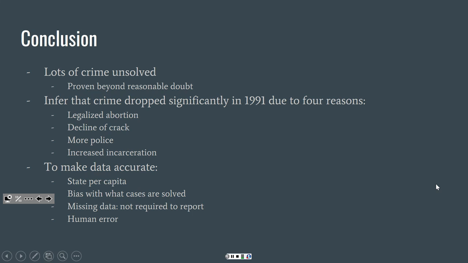Again, there's also bias within which cases are solved. We hear a lot that if it has to do with drugs, alcohol, prostitution, or homeless people, those cases usually get put on the back burner and aren't set precedent. So if all of those cases were solved, that would probably change our data significantly. And also there's some data that's missing.